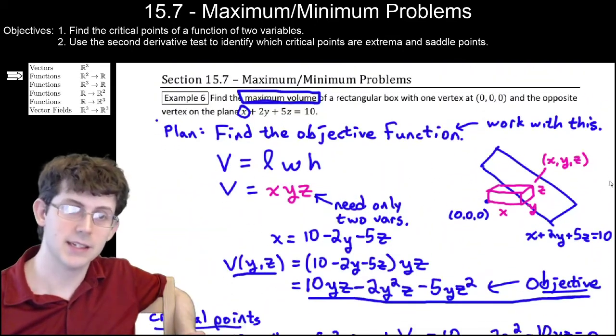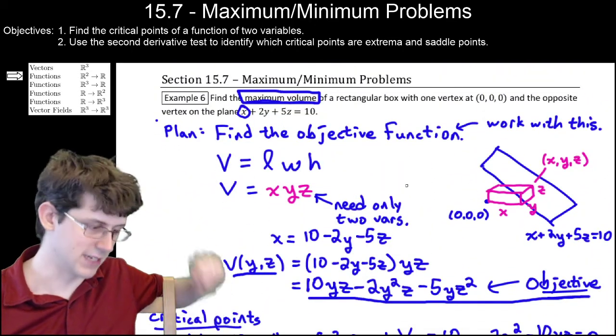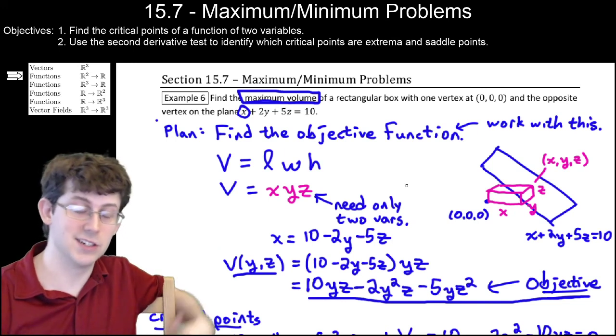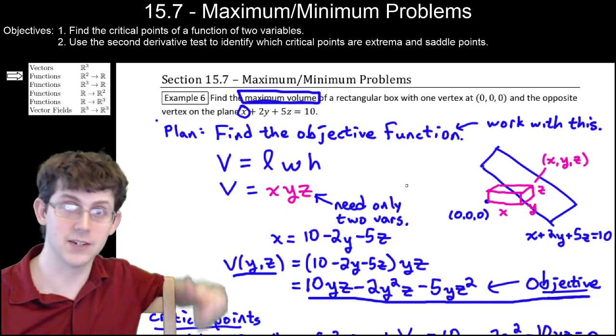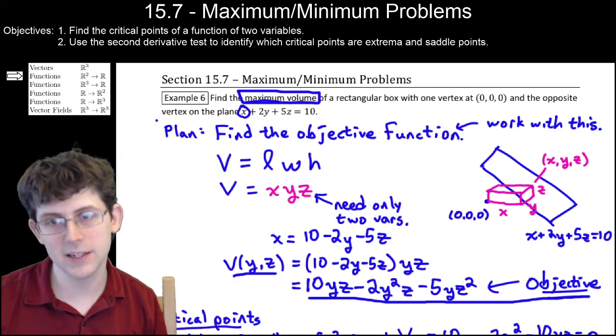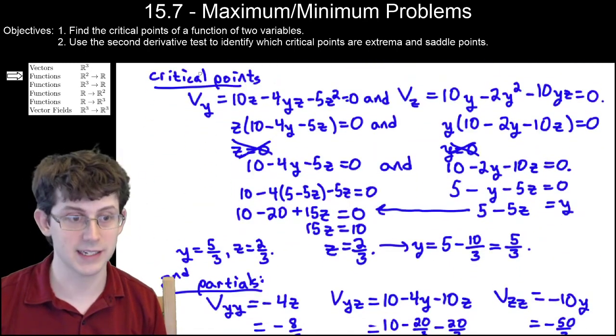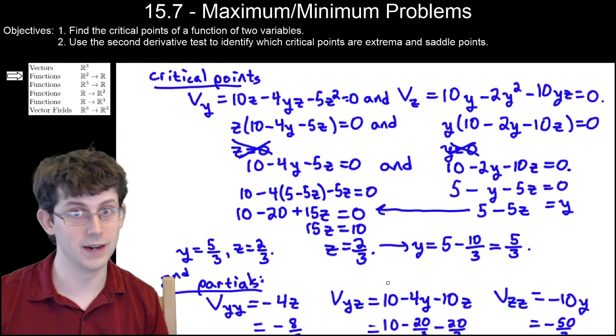The outline was, first find the objective function. Don't dive into the calculus right away. You're going to do a geometry or a physics or an economics question first, where you figure out what is the thing you're trying to optimize. Then you go into calculus, where you find critical points and use the second partials test on whatever you just found.